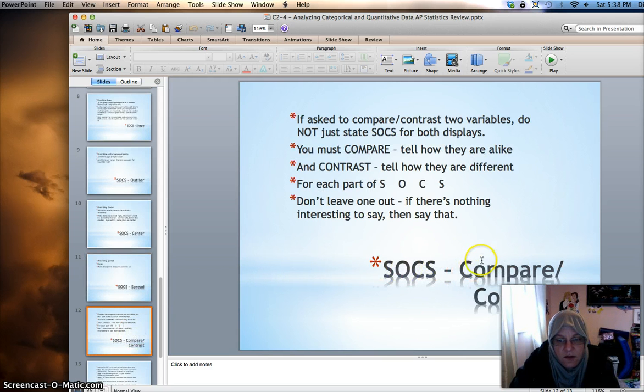Now, if you're doing SOCS and you're asked to compare and contrast, be careful not to just do SOCS for both displays, but to actually take care to truly compare, tell how they are alike, and to truly contrast, tell how they are different, and do that separately, each one for SOCS. So shape, how are they alike or different in shape? How are they alike or different in outliers? How are they alike or different in center? How are they alike or different in spread? Don't leave one out. If there's nothing interesting to say, then say that. So like if there aren't any outliers, don't just pretend like you didn't even think about it. Mention that there aren't any outliers.